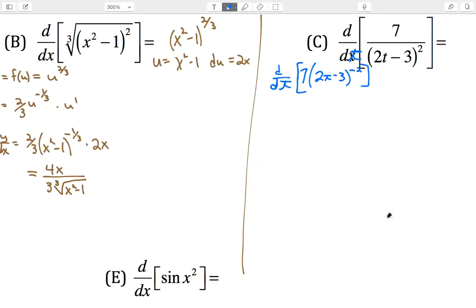Okay, so what is u? 2t minus 3. So what is u prime? 2. So y equals 7u to the negative 2? I love this part of the class. Equals what? 7 times u. I wish it wasn't funny every time, but it is. Like I wish I didn't laugh, but I do.